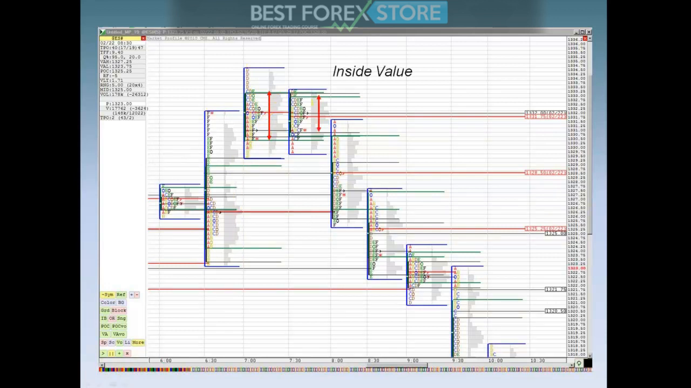And look at what happens now. We get an inside move. And we've already learned that when we see an inside move, what does that tell us about directional conviction? Certainly uncertainty. Nowhere near the same directional conviction that we saw between these two periods. Now a change is about to happen.